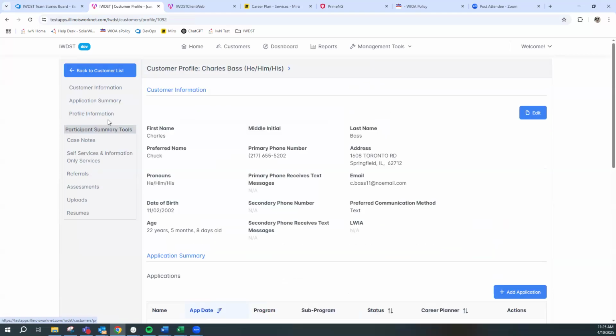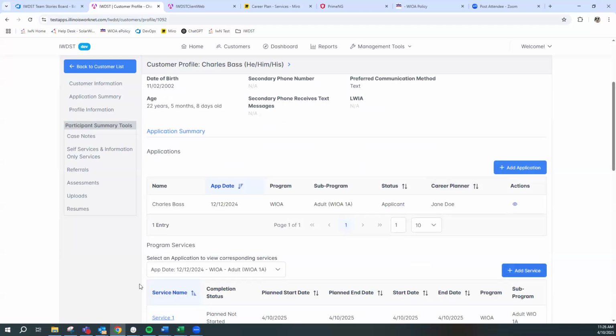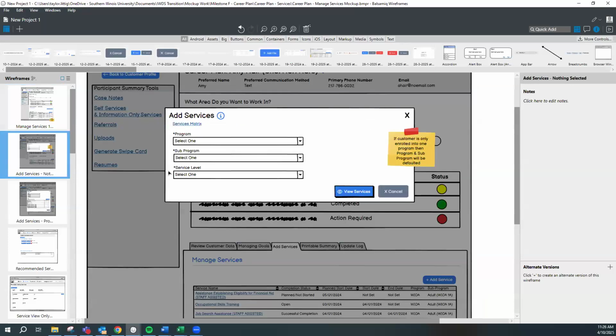But once they do enroll into a WIOA program, when you go to that add service and it brings up this little modal again, you'll actually be able to still add self and information only services here as well. So you'll be able to do it in both places. And if you do have a self or information only service that ties to the career plan, you'll be able to tie it to a goal or an objective as well. But it won't be required, because that customer may not have a career plan yet. So yeah, you'll be able to do that in both places too.